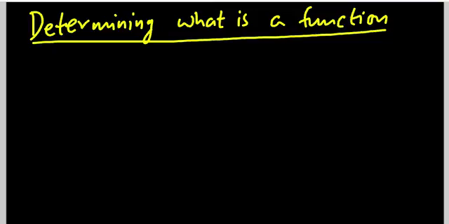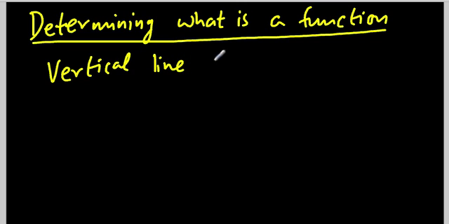In this video, we're going to determine what exactly is a function, or rather how to determine what exactly is a function. And in order to do that, we're going to use a little test, and it's a very useful test. It's called the vertical line test.